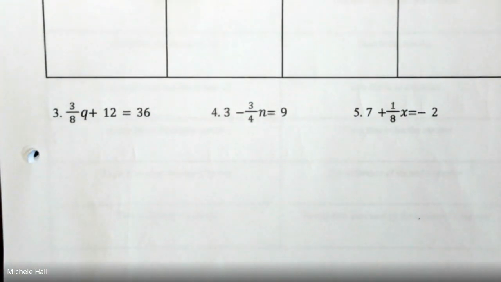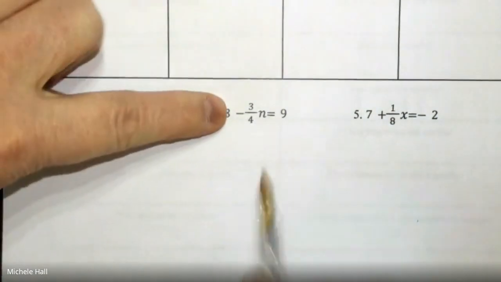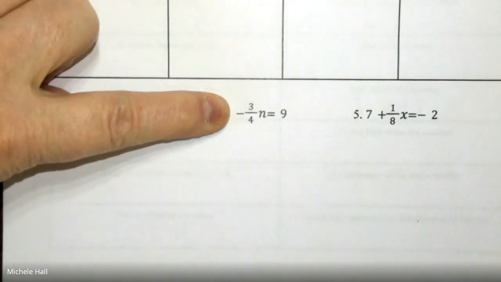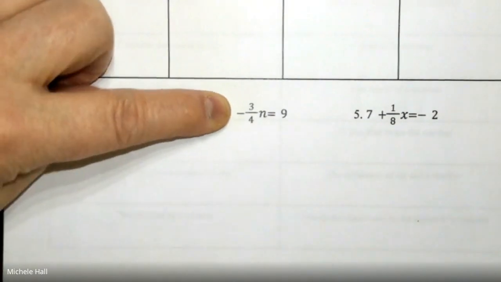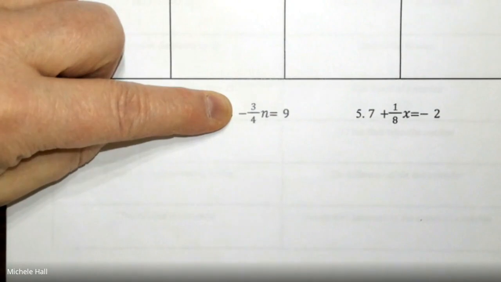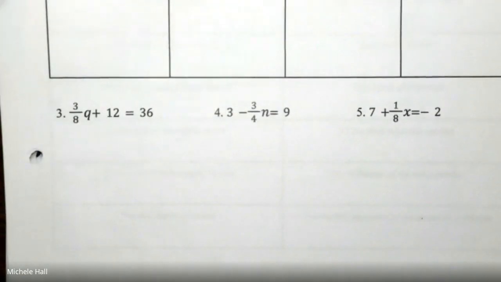What are the 2 things being done to n? Name one. What is it being multiplied by? Almost. It's going to be negative 3/4. That negative sign goes with the 3/4 n. So it's true, it's being multiplied by negative 3/4. What else is being done to n? Being added by what?